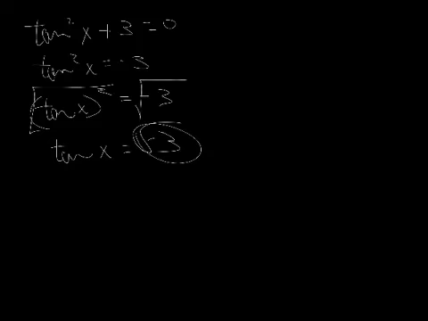What do we get when we have a negative 3 under the radical? We have an imaginary number, which means there is no answer to that. So that is the null set.